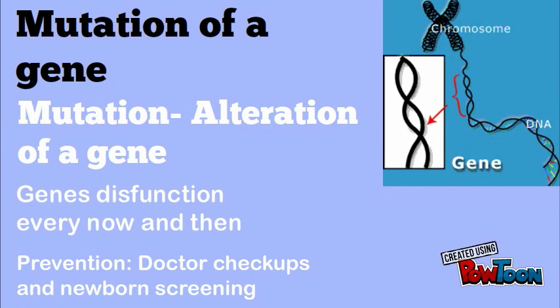Now, in the top right corner, there's a picture. It shows a chromosome, which is made up of DNA, which is made of something called genes. Genes determine your traits. If something goes wrong, then it screws up everything.